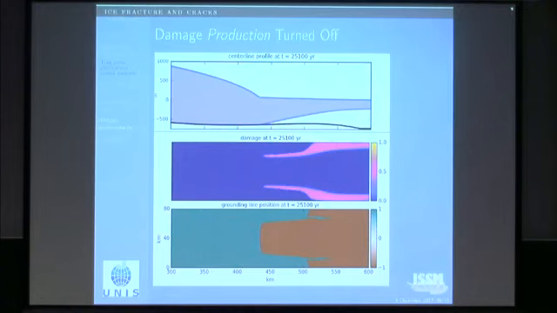If I then turn damage off, I still have this weakened ice in my system that I have to advect out of the system. So the influence of that fracturing and weakening is still carried by the system. Even if I'm not producing new damage, it takes a while to advect it out of the system and recover.